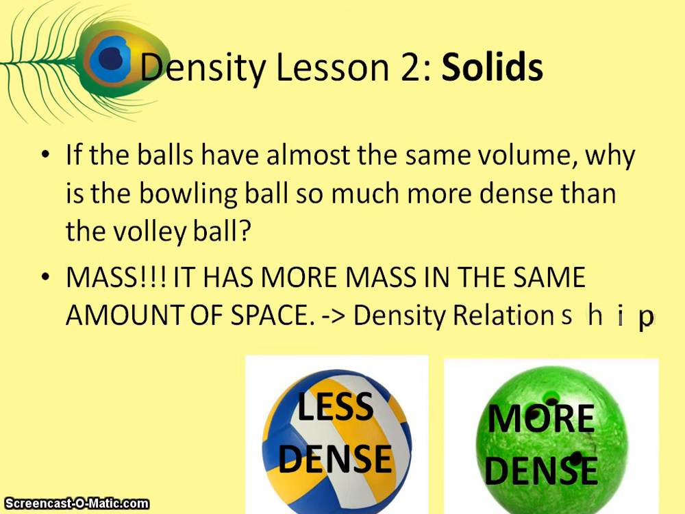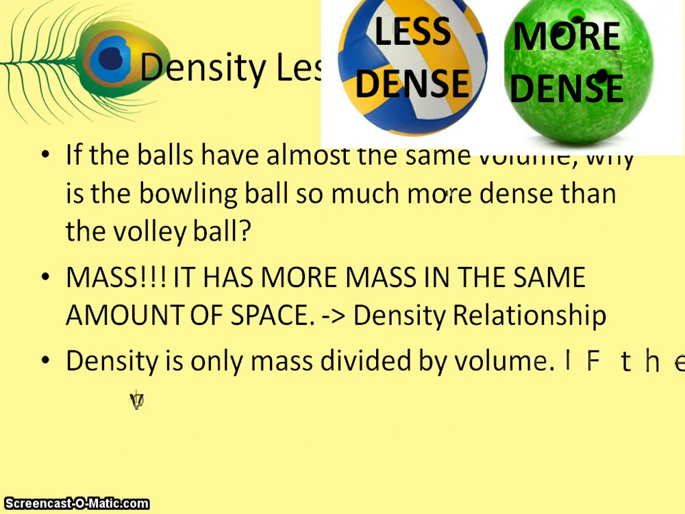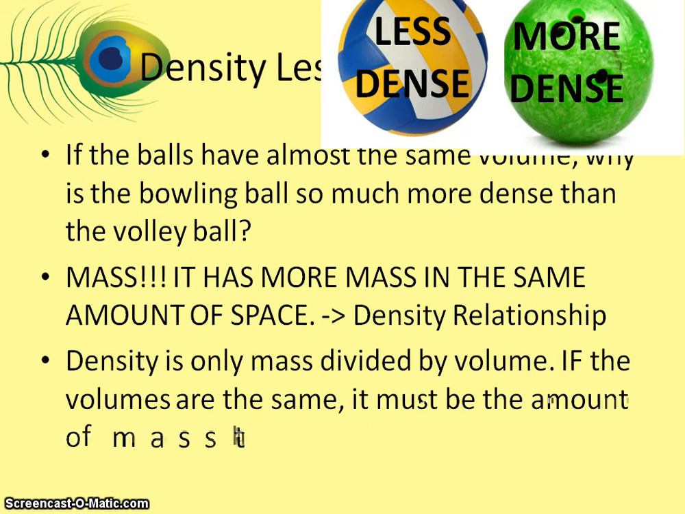Mass. The bowling ball has more mass in the same amount of space. That's the density relationship. How much mass do you have in a given space? Mass over volume. Density is only mass divided by volume. If the volumes are the same, it must be the amount of mass that is different between the two objects.